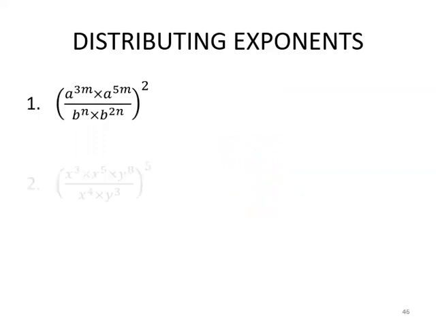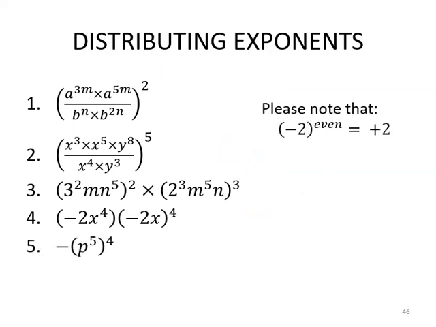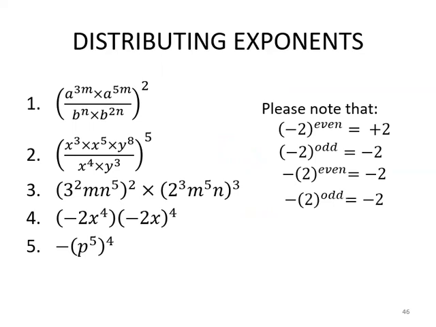What about this one here, and this one here, and this one here, this one here, and this one here? I just want to give you these heads up here. If inside the bracket you have a negative base and your exponent is even, that negative base will come out as positive. If you have a negative base inside the brackets and your exponent is odd, that negative base will still come out as negative.